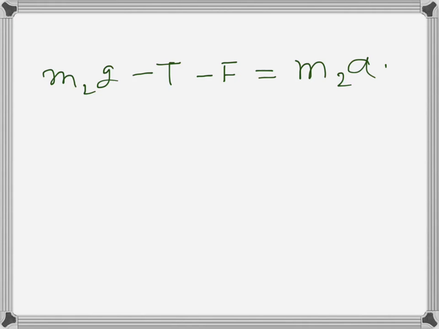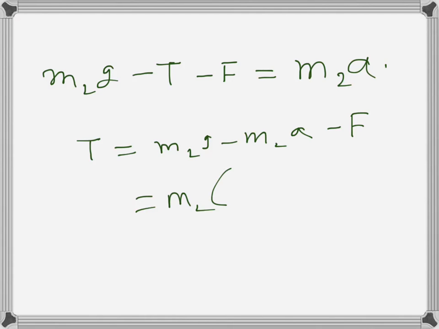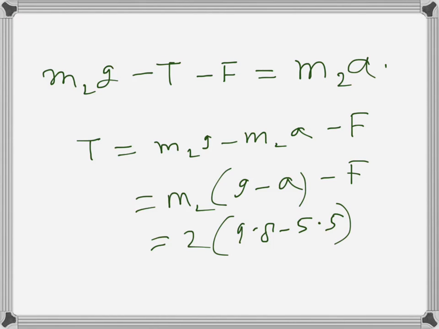From this equation we can find T because we know the other parts. So M2G minus M2A minus F. So M2 times G minus A, minus F. M2 is 2, G is 9.8, this is 5.5, and this is minus 6. F is 6, so it's minus 6. So we get from here 2.6 Newton. So that is the tension in the cord.